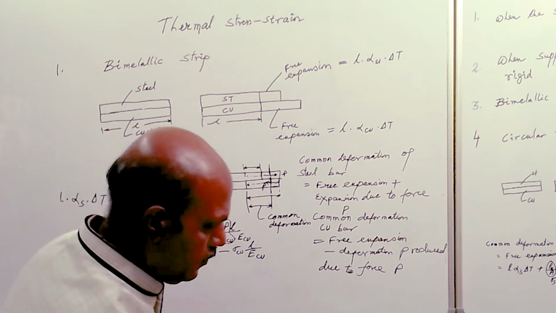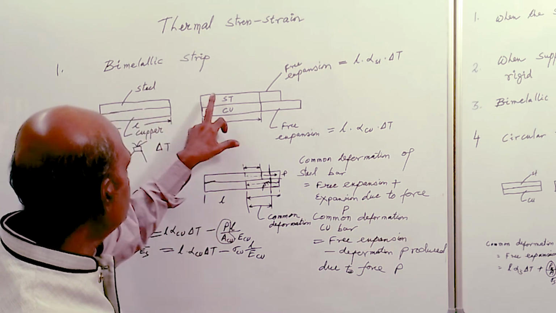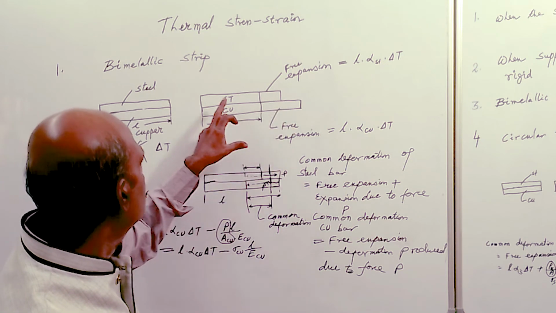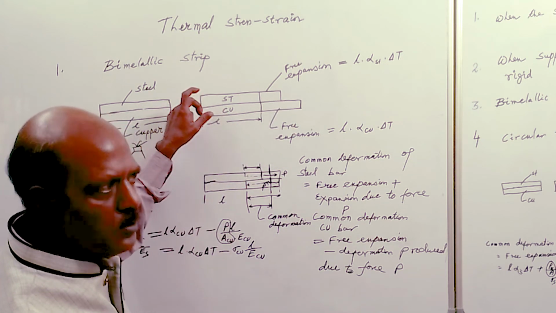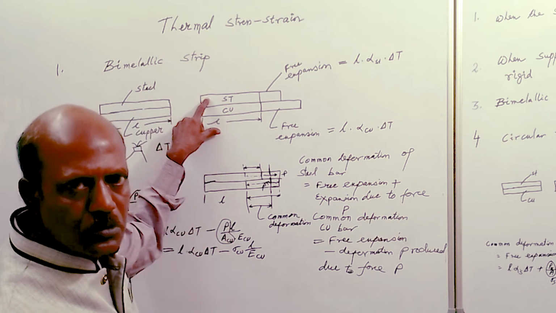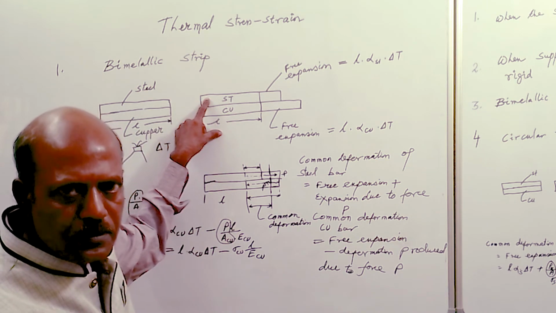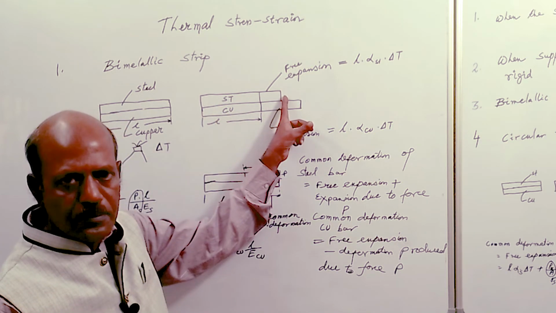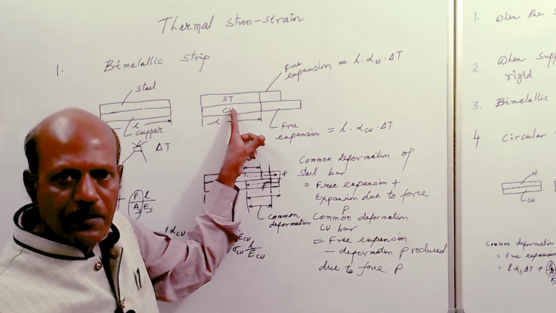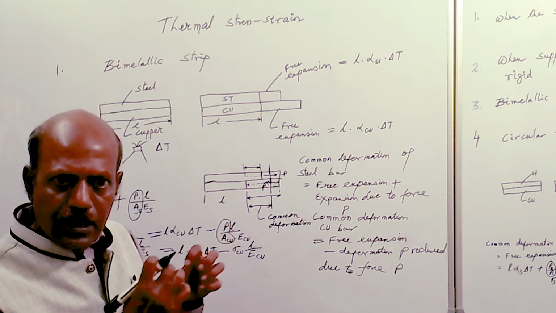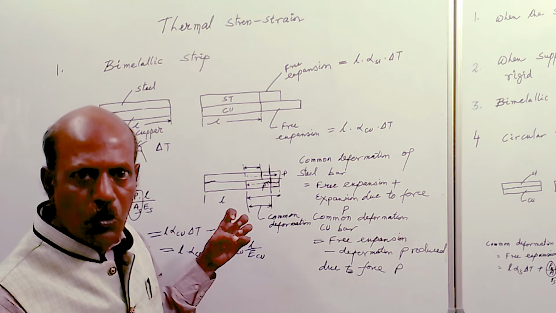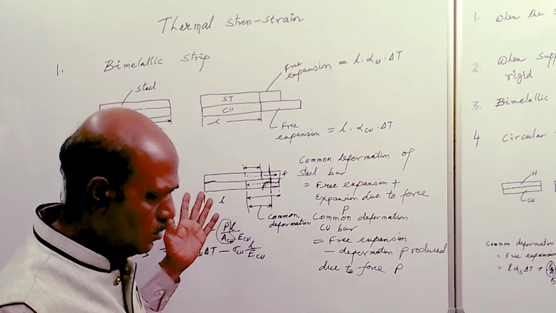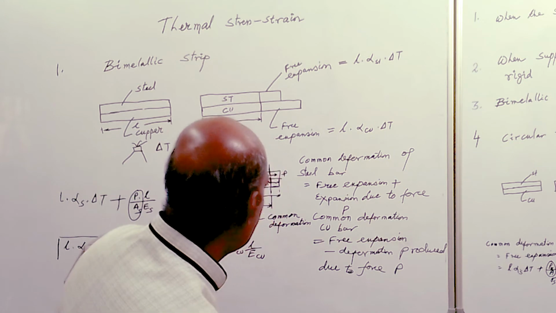And one more thing: when the bar is heated, consider the kind of stress developed in these two bars. In the steel bar, whose coefficient of expansion is less, tensile stress will develop, and in the copper bar, whose thermal coefficient of expansion is more, compressive stress will develop. So these two points you have to remember.